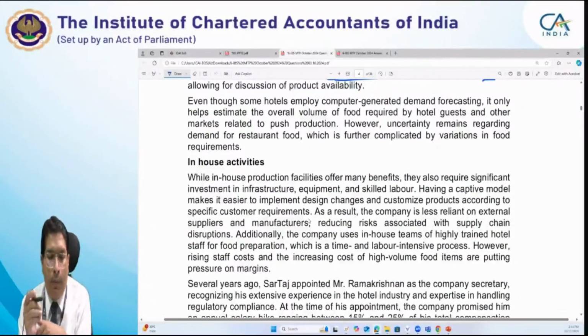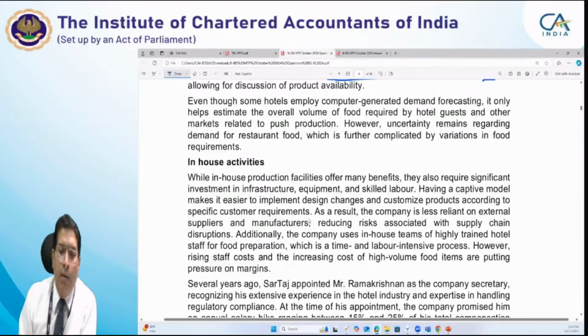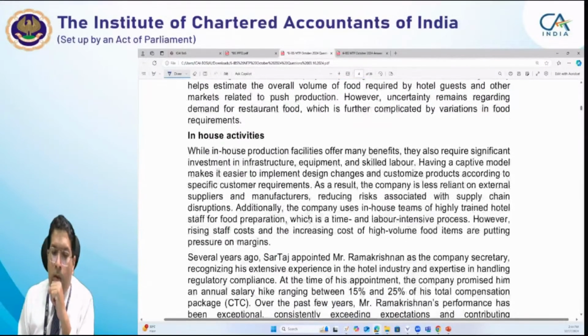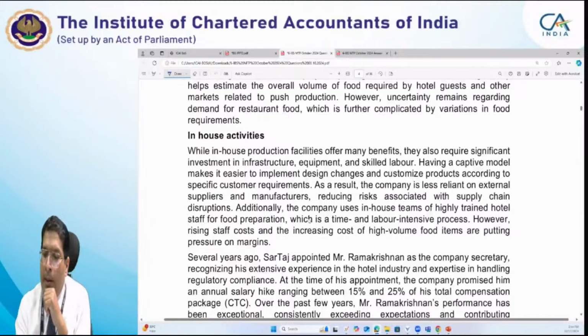Now I am reading in-house activities. While in-house production facilities offer many benefits, they require significant investment in infrastructure, equipment, and skilled labor. Having a captive model makes it easier to implement design changes and customize products according to specific customer requirements. As a result, the company is less reliant on external suppliers and manufacturers, reducing the risk associated with supply chain disruptions.